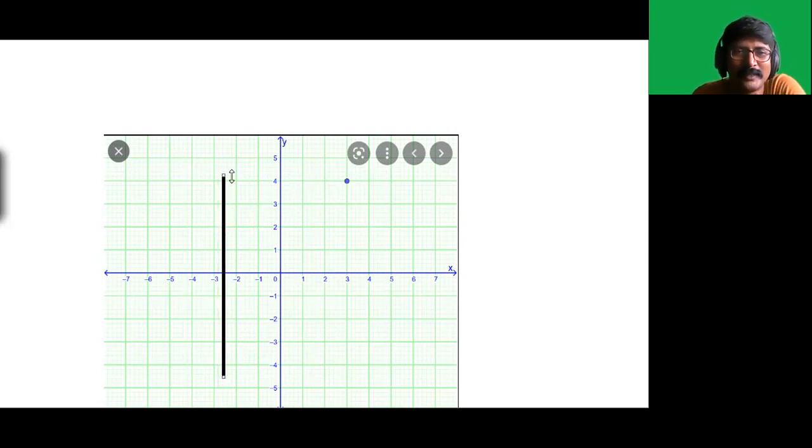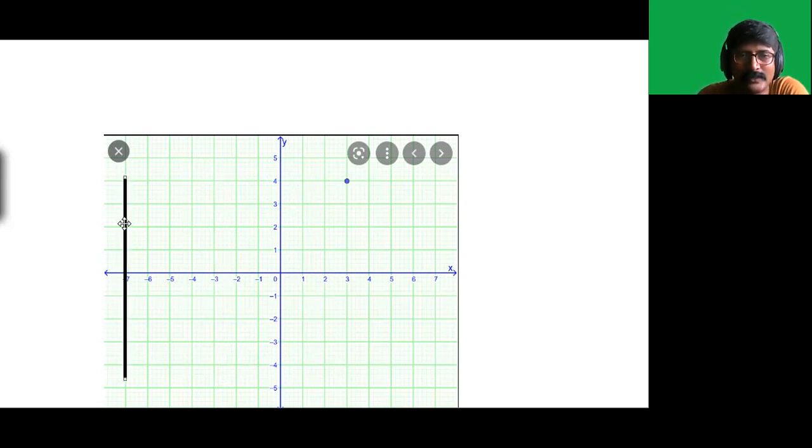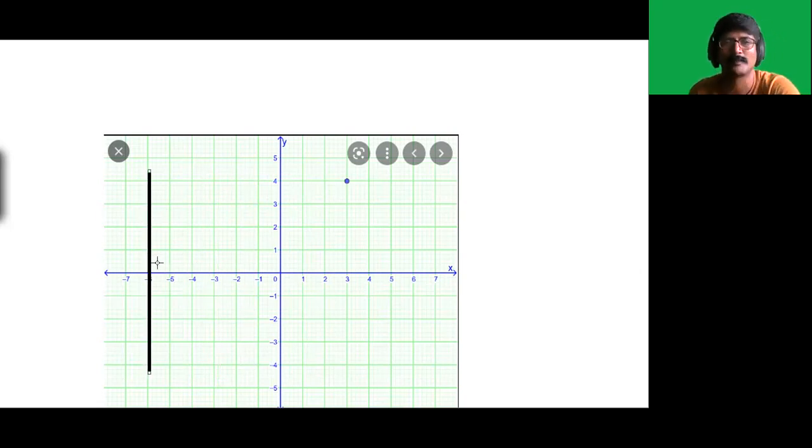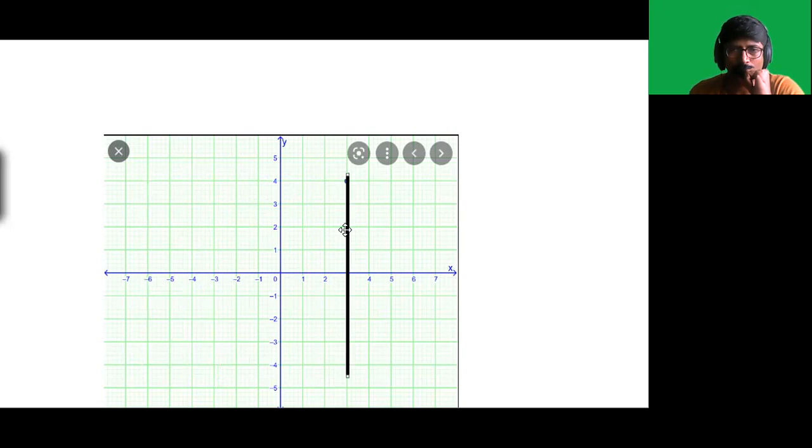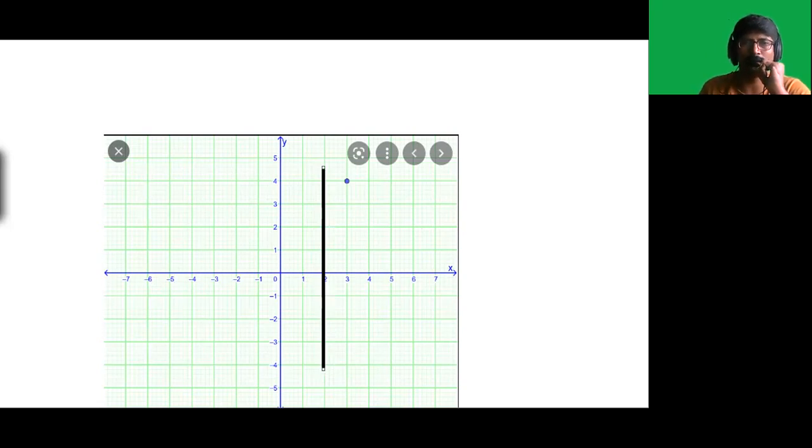Did you understand what we mean by the equation of a vertical line? The equation of a vertical line is x = a. a is the point on the x-axis. Wherever the line passes through the x-axis, that is its equation. I hope you understood. So what is the equation of this line? x = 2. You can say x = a. So, the equation of a vertical line.